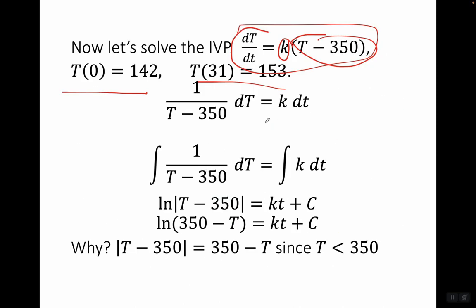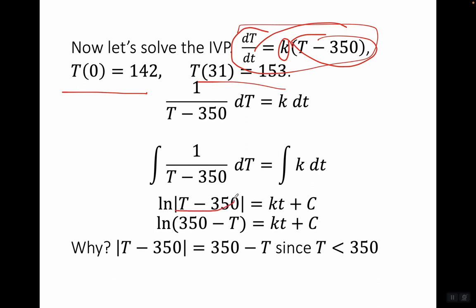Okay, so again, let's separate this differential equation. Let's move the T minus 350 to the other side and move the little t onto the right side. So we have 1 over (T minus 350) dT equals k dt. We've separated it. Let's integrate. So we have the integral of 1 over (T minus 350) dT equals the integral of k dt. The antiderivative of the left side is just going to be the natural log of the absolute value of T minus 350, and the antiderivative of k is just kt plus some constant c.